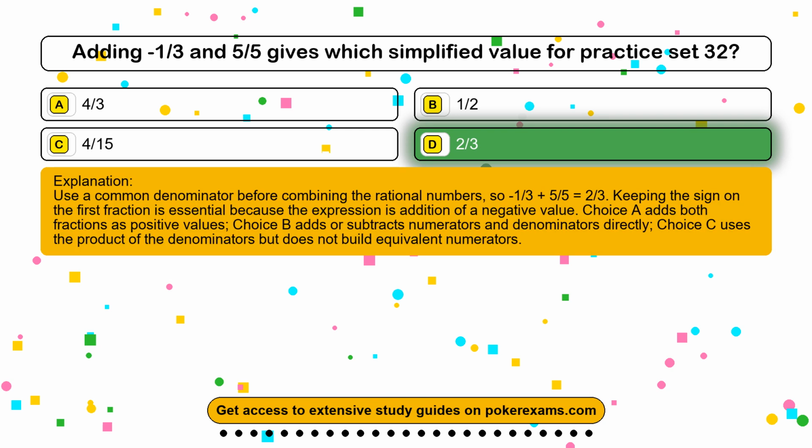Use a common denominator before combining the rational numbers, so -1/3 plus 5/5 equals 2/3. Keeping the sign on the first fraction is essential because the expression is addition of a negative value. Choice A adds both fractions as positive values, choice B adds or subtracts numerators and denominators directly, choice C uses the product of the denominators but does not build equivalent numerators.